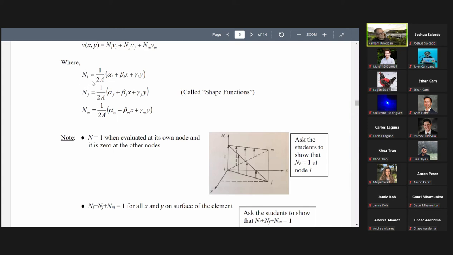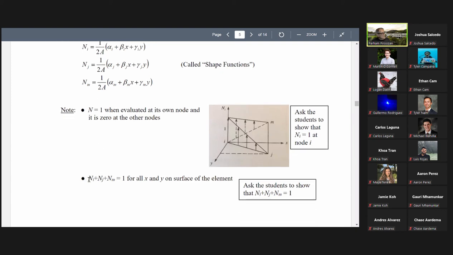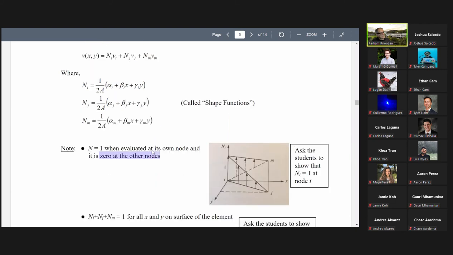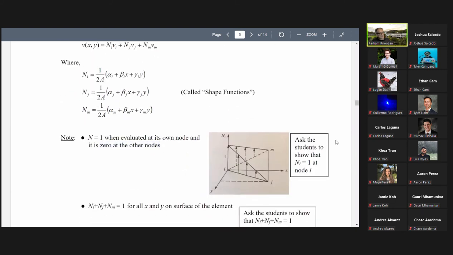Each shape function has a value of 1 at its own node and it is 0 at the other nodes. And always they add up to 1. So NI plus NJ plus NM is 1, and N is 1 when evaluated at its own node, and it is 0 at other nodes. So the same shape function properties that we remember we discussed before. Ask the question: show that NI is equal to 1.